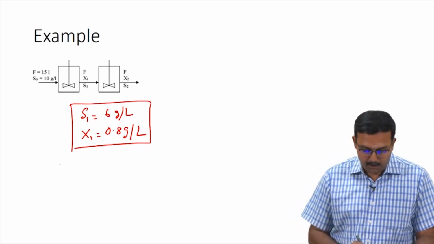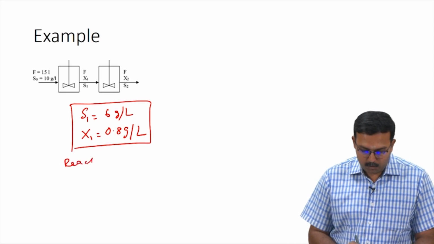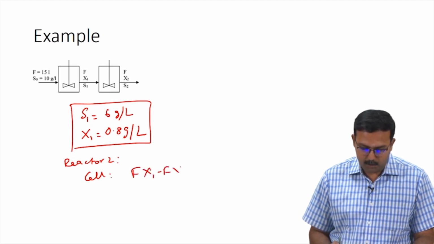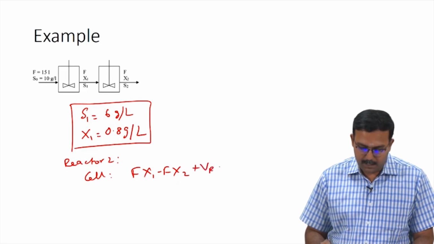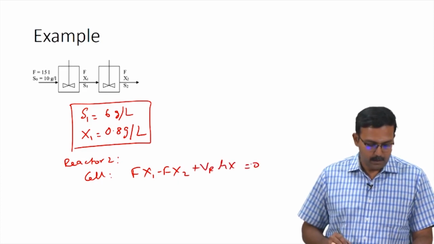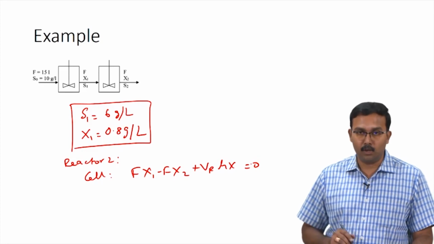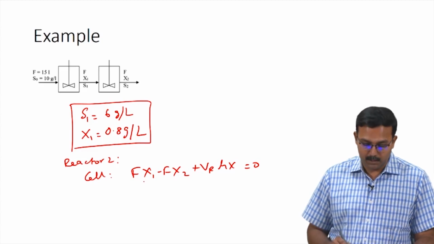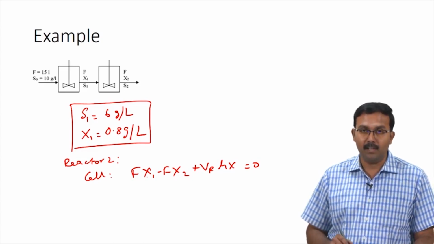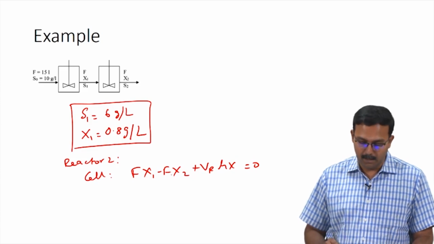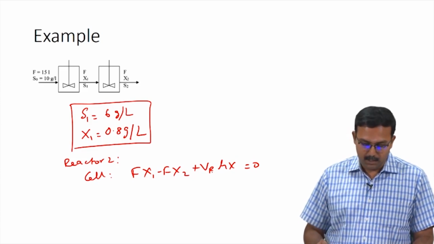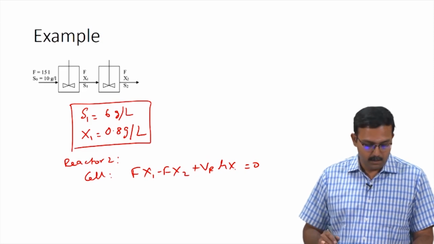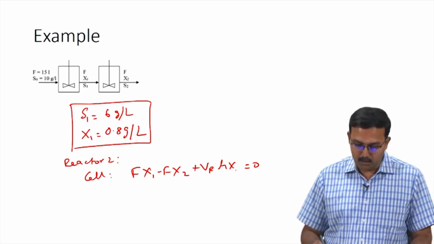So, for the second system, reactor 2, we can write a cell balance. The cell balance would be Fx1 minus Fx2 plus Vr mu x equals 0. Here we are assuming there is no cell death or accumulation because it is steady state. So, we have Fx1 as the biomass entering the system, Fx2 is the biomass leaving the system, and Vr mu x is the biomass which is being generated. So, this would be mu x2.